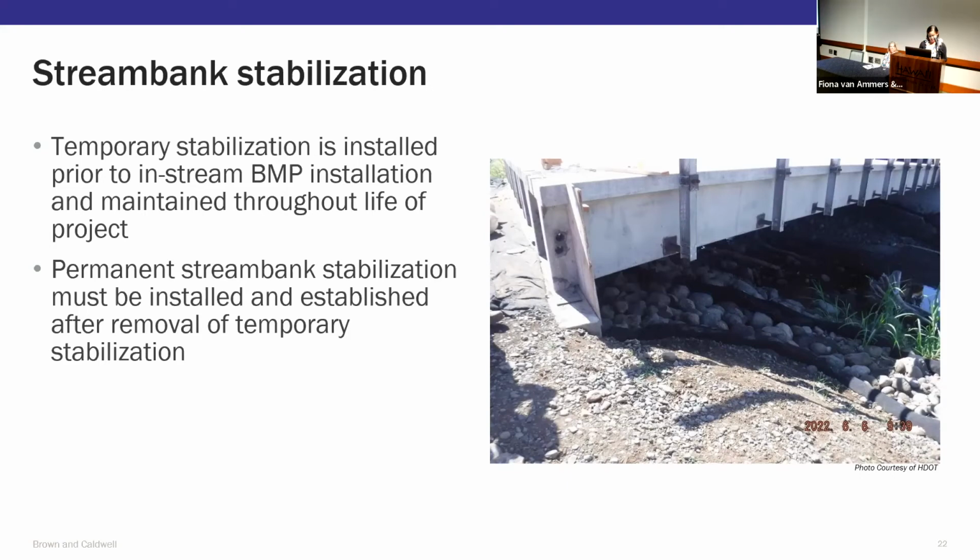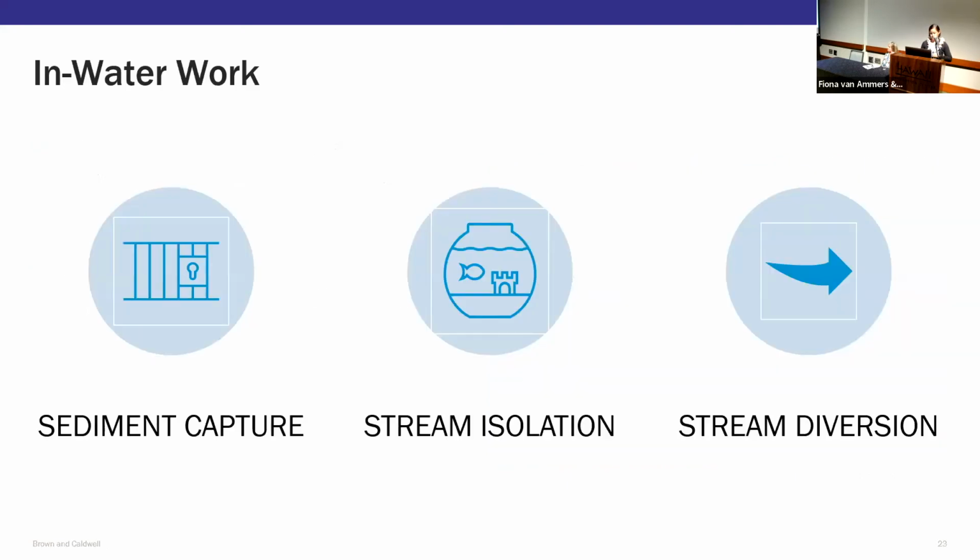Common stream bank stabilization BMPs include compost filter socks, silt socks, vegetation, which I believe vegetation of riparian areas is preferred just for the natural restoration of streams, riprap, and retaining walls.